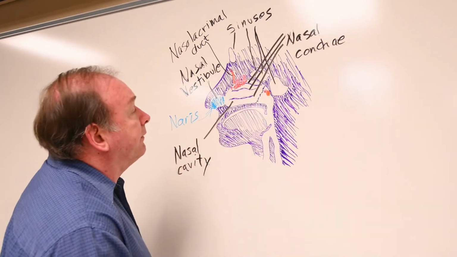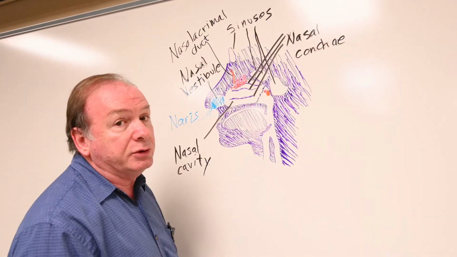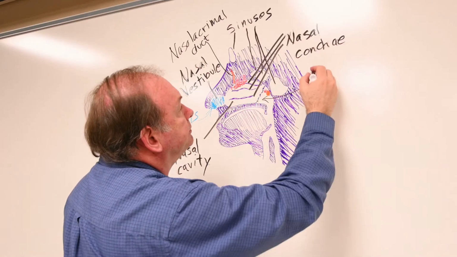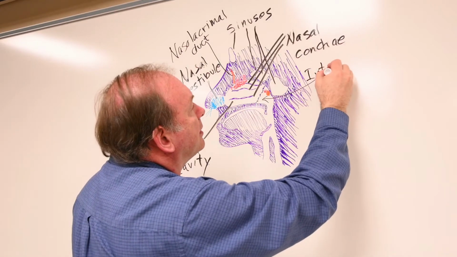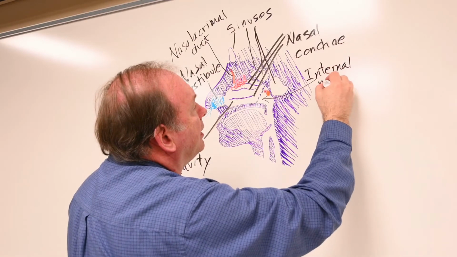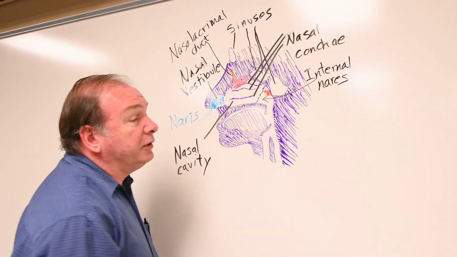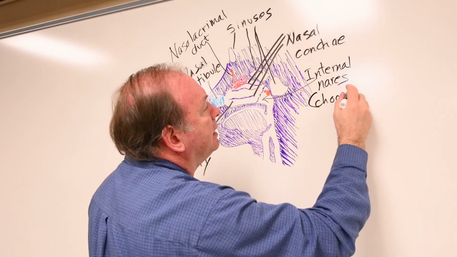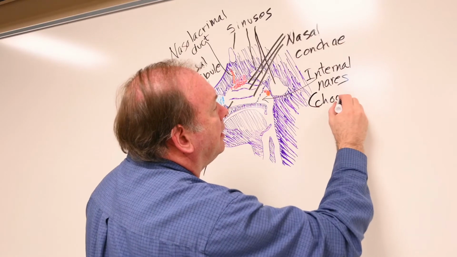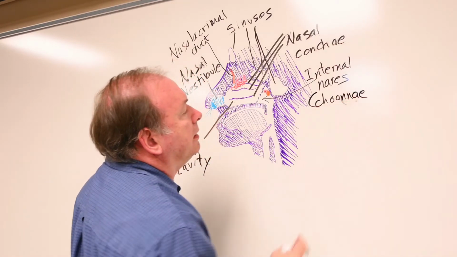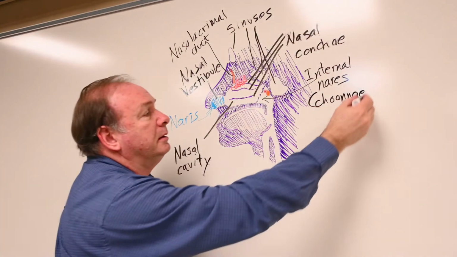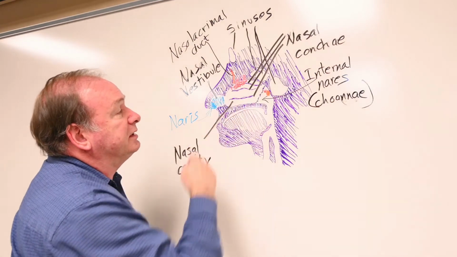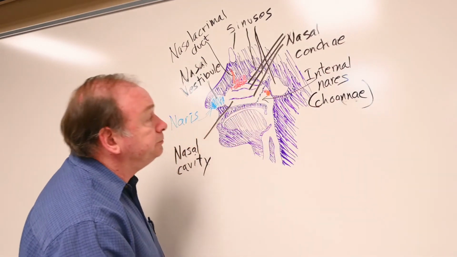Now that opening from the nasal passages into the nasopharynx, sometimes referred to as internal nares, is also known as the choanae, C-H-O-A-N-A-E, choanae. Internal nares, that connection between the nasopharynx and the nasal cavities in front.